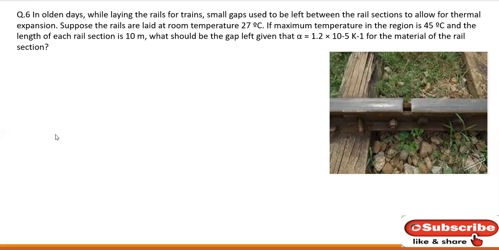So here, temperature T1 is given, the initial temperature, that is 27 degrees Celsius. T2 is given as 45 degrees Celsius. The initial length of the rail is given, that is L1 is 10 meters.